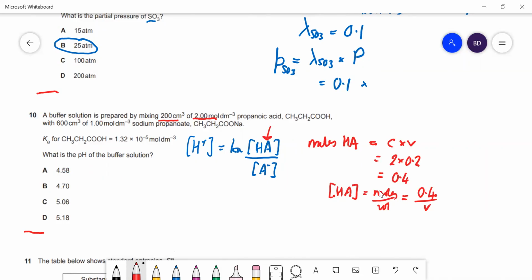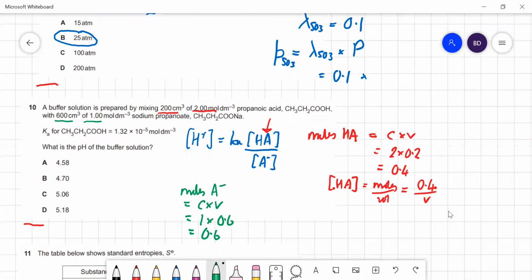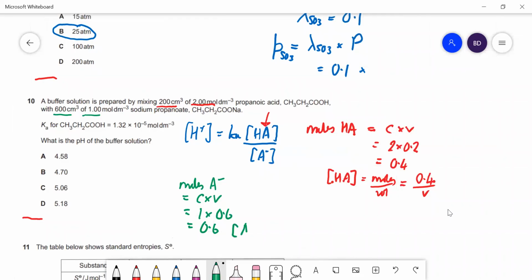Now let's do the moles of A-. Same thing again, concentration times volume, sodium propanoate. So for A-, we have concentration 1 times 0.6, which is equal to 0.6. So then we know that the concentration of A- is equal to moles over volume, 0.6 over V. So we're going to put that into there.